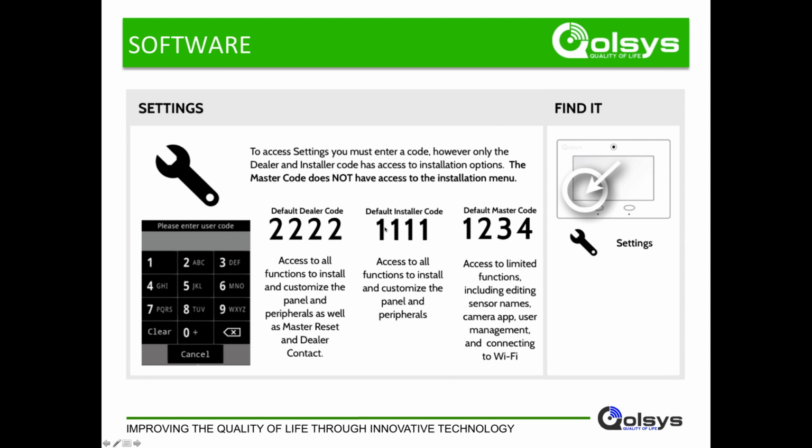We do also, in addition to these, so these are the ones that are pre-programmed in the panel, we do support a total of 242 user codes. So that's a lot of codes. Probably never going to use that many. And there's some different role-based codes you can add, guest code, user code, master code, things like that. So we'll get into that a little bit further. But to get into settings, you're going to need one of these 3 codes, 2222, 1111, and 1234.